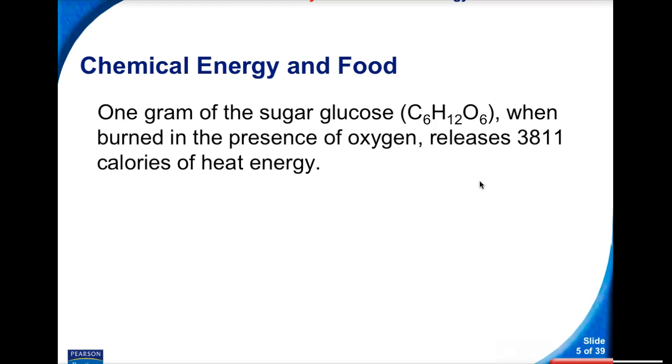In this case, we're looking at sugar, and specifically the sugar glucose. Recall that glucose is our blood sugar from biochemistry. Its chemical formula is C6H12O6. It is a 6-carbon hexose sugar that is an isomer of both fructose and galactose.